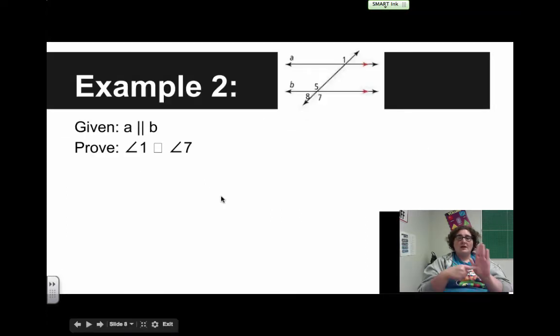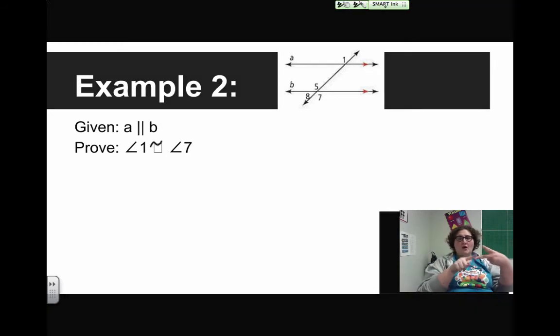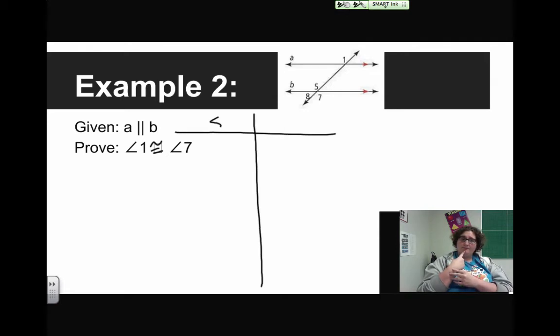Example 2. It says prove, and it should say that angle 1 is congruent to angle 7. Okay, so we want to start off by saying statements, reasons. We'll do this in red. I just want to make sure I have enough room. That's why I'm putting it all up here like this. A is parallel to B.